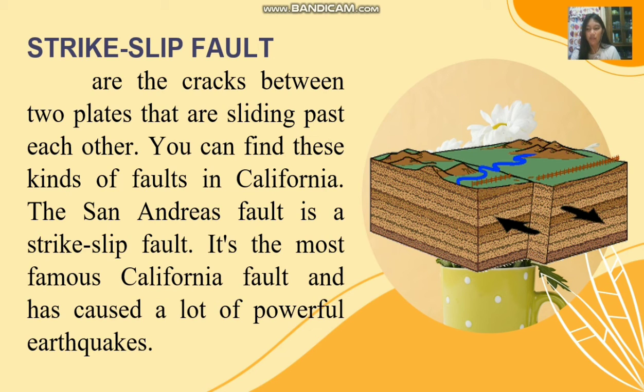There are two strike-slip faults. On the left, a left-lateral strike-slip fault: no matter which side of the fault you are on, the other side is moving to the left. And on the right side, a right-lateral strike-slip fault: no matter which side of the fault you are on, the other side is moving to the right.